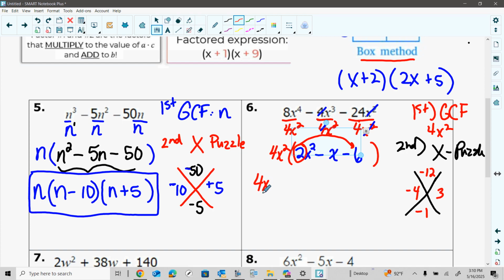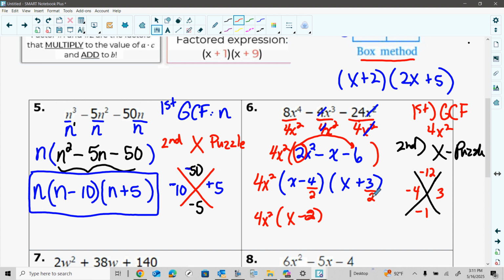So our 4x squared stays on the outside, and then what we have is x minus 4 and x plus 3. Because we multiplied by 2, we have to divide each factor by 2 to simplify it. This is when we remember bottoms up if it cannot be reduced. This 4 divided by 2 can be reduced, so that's x minus 2.